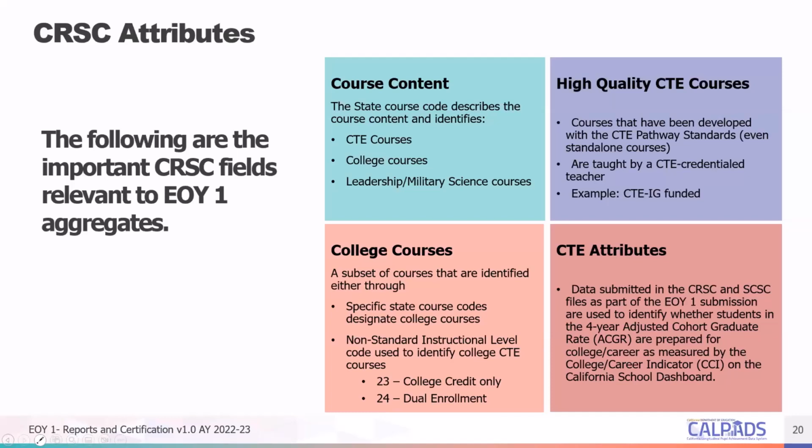With regards to course content, state course codes identify CTE course completions, college course completions, and leadership or military science course completion. With regards to college courses, there are a subset of college courses that are identified through specific state course codes which designate college level. College level courses can also be identified based on the non-standard instructional level of either 23, indicating college credit only, or 24, indicating dual enrollment. If you are reporting a college credit CTE course, you would populate the state course code for the appropriate CTE course and populate the non-standard instructional level as either 23 or 24 to indicate college level.